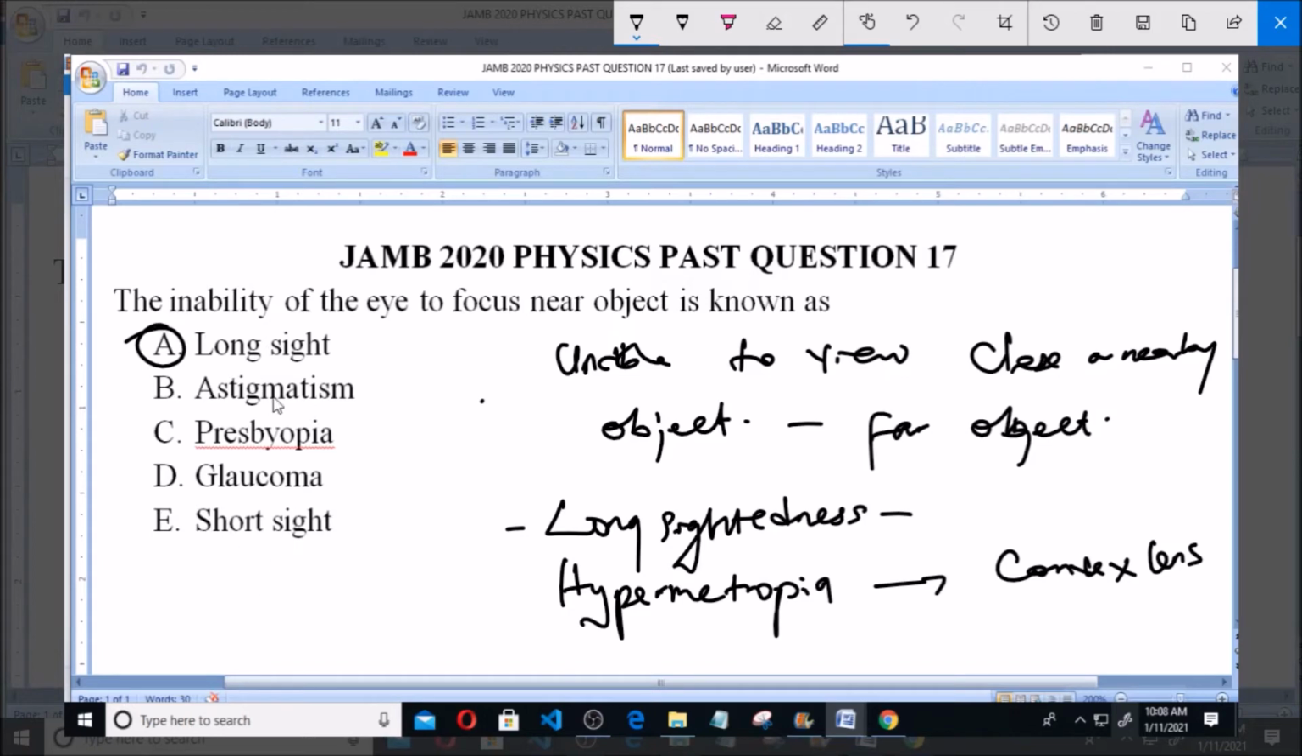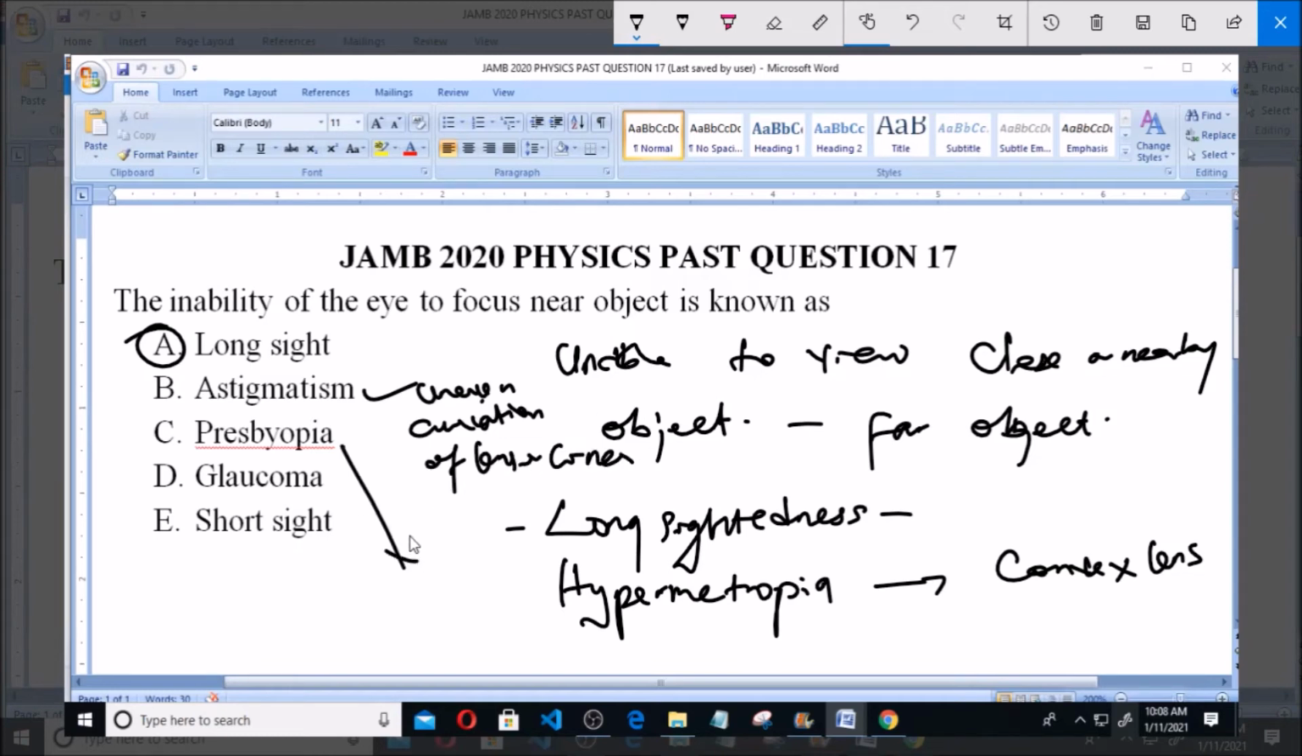Now let's briefly look at the other options. Astigmatism is a condition which we refer to as uneven curvature of the cornea or lens. So it leads to a blurred image, due to uneven curvature of the lens or cornea.